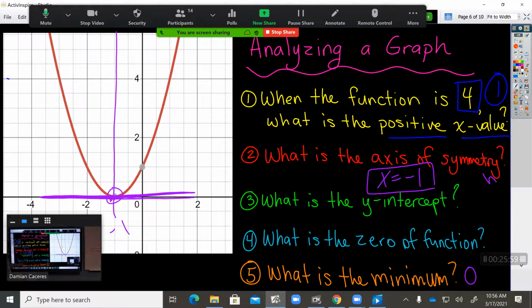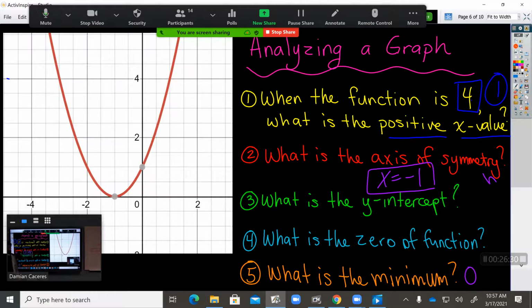Now, what is the 0 of the function? What's another name for 0? Another word for 0. We just talked about it. When I wrote it, you copied them all down, so I know you have them on your paper. Zeros. I'll give you a hint. Solutions, zeros, x-intercepts. All that means the same thing.